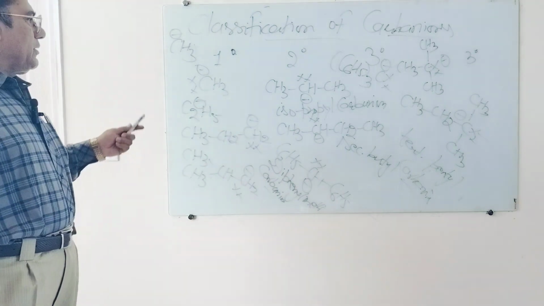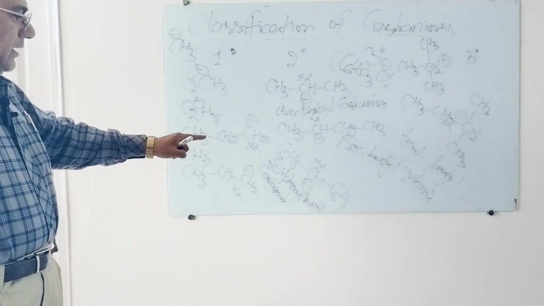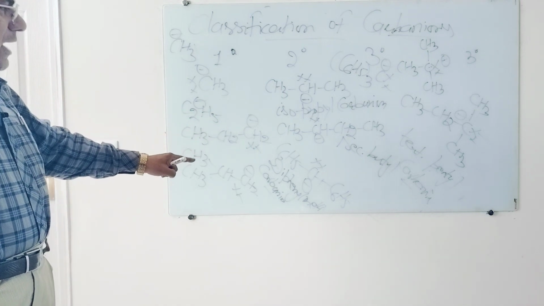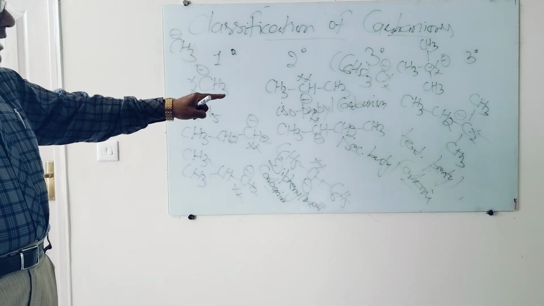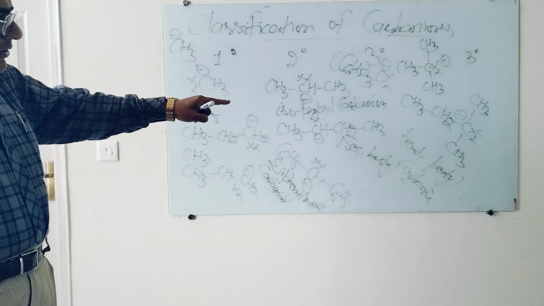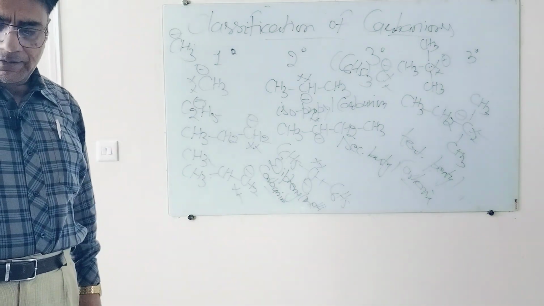So these are examples. You can see 1 degree: methyl, ethyl, normal propyl. Normal butyl will also be 1 degree. Isobutyl is also 1 degree. 2 degree: isopropyl, secondary butyl, diphenyl methyl carbanion. 3 degree: tertiary butyl carbanion, tertiary pentyl carbanion, and triphenyl methyl carbanion.